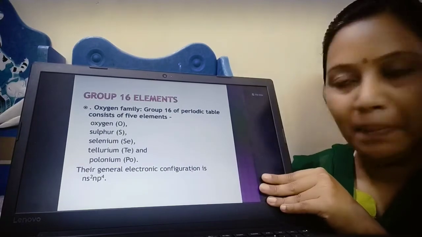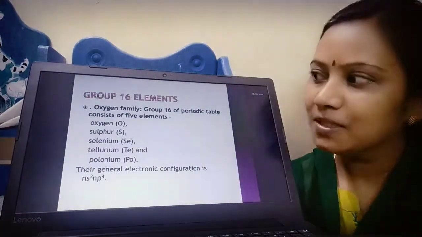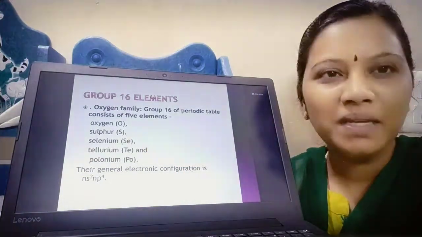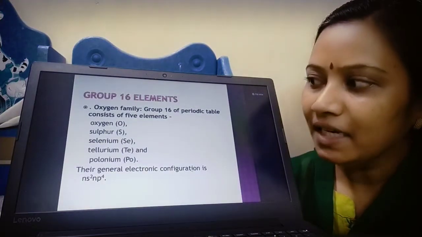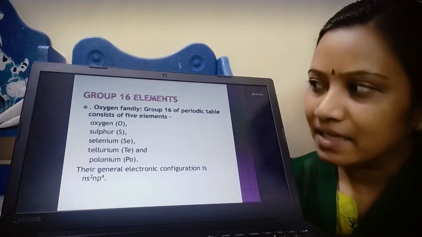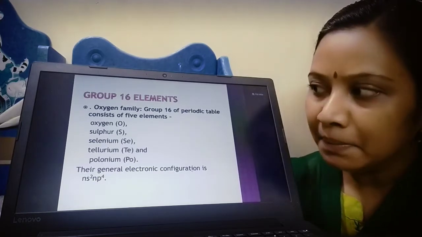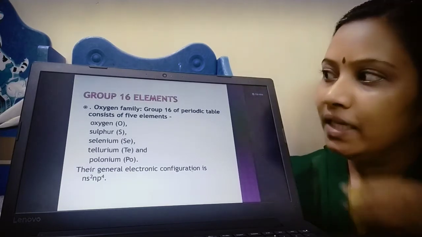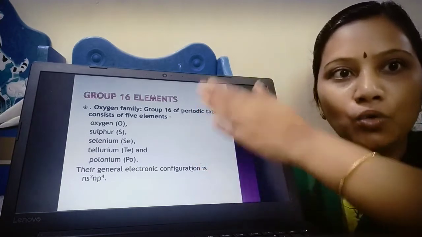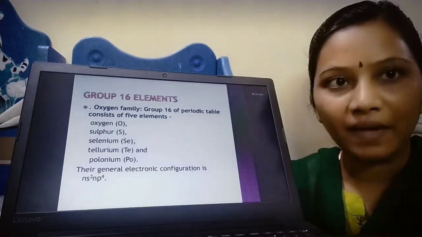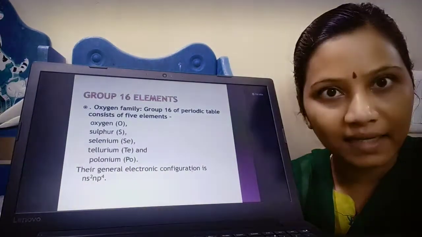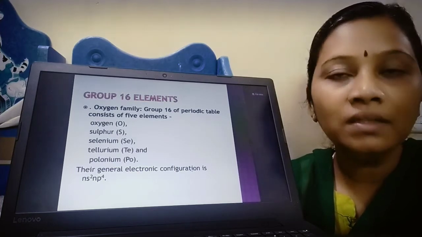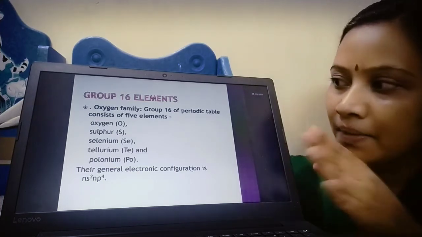Then group 16 elements. How to remember group 16 elements? O style say TPO. TPO means a kind of cheating. O stands for oxygen, style that is sulfur, say selenium, TE for tellurium and PO for polonium. So these are the elements which come under group 16. I am going to call them the oxygen family. So what are they? O style say TPO, that is oxygen, sulfur, selenium, tellurium, polonium.